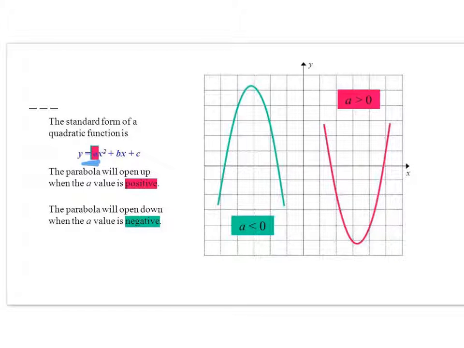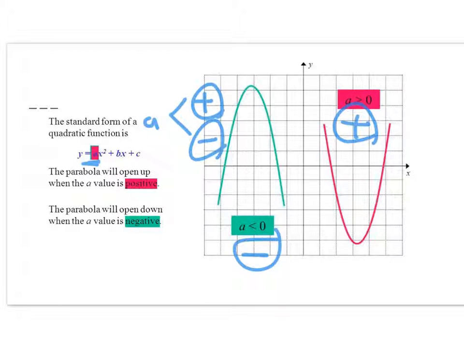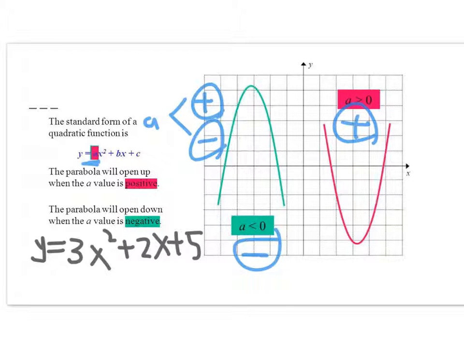You remember we talked about how our a cannot be 0. So suppose it cannot be 0, meaning that now a could be either a positive number or a negative number. So if I have a standard form of a quadratic function, y equals 3x squared plus 2x plus 5, whatever, I could say, oh, this is going to open up. Why? Because the number in front of x squared is a positive number.